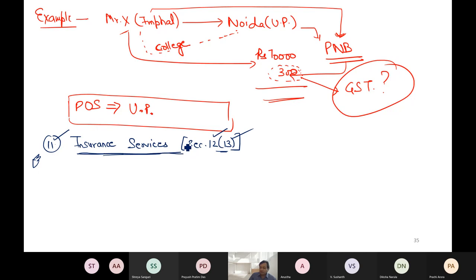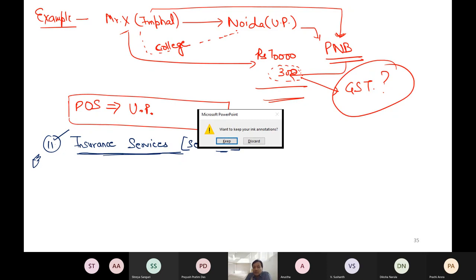Now let me show you the act. When you have your insurance policy, whether a life insurance policy or a general insurance policy, and general insurance includes fire insurance policy, car insurance policy, any insurance service. Now, what is the rule of determining the place of supply? So let me show you the act. Make sure to always refer to the original act. Don't fall into the trap of only books or notes. It will make sure that your mind stops working in this direction.